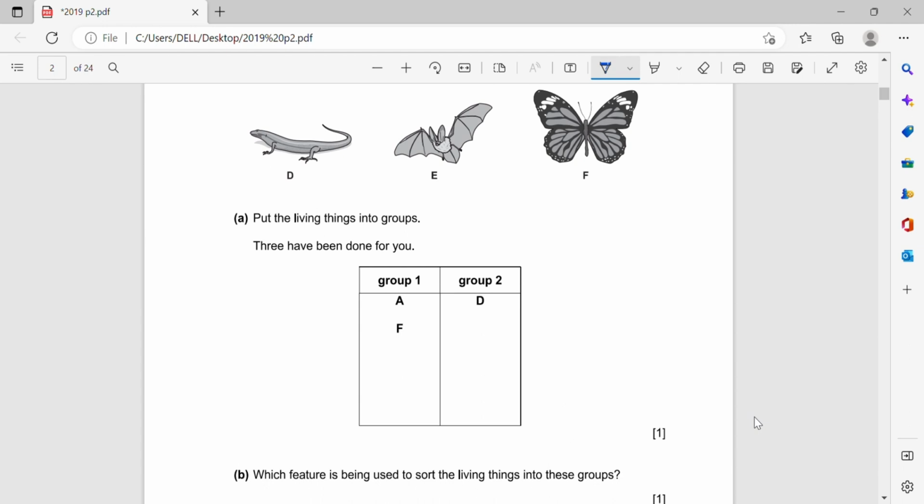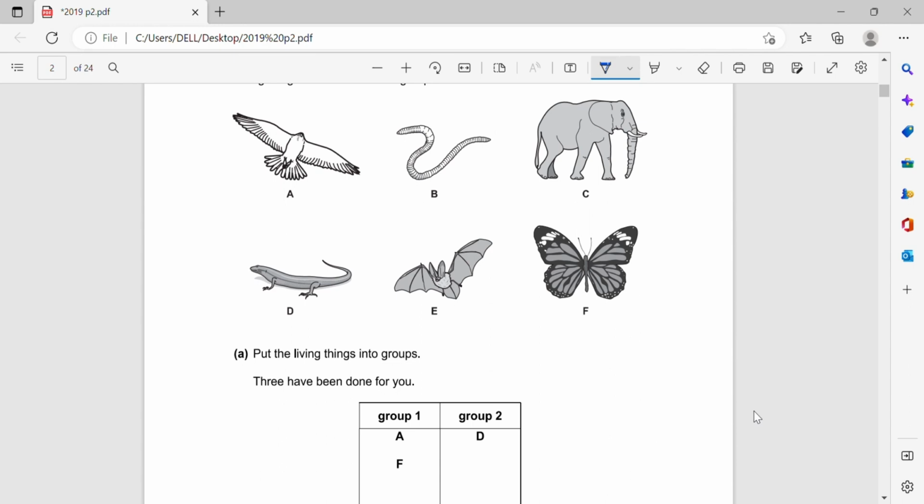I have group 1 and group 2. Group 1 we have A and F together. Group 2, we have D. So I need to sort these living things into 2 groups. Okay, for living thing or organism A and F, what's common between them? Great, A and F both have wings.